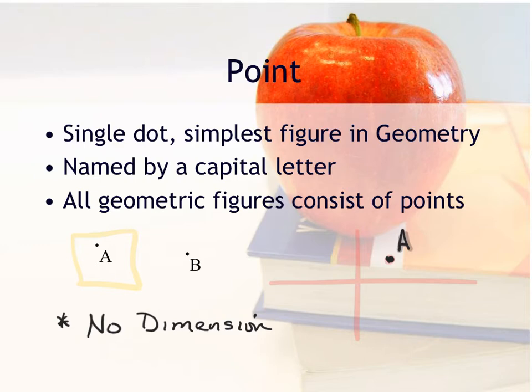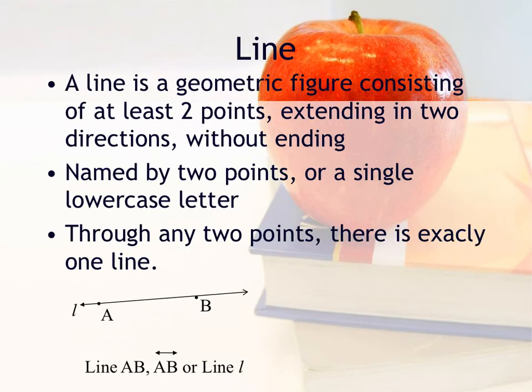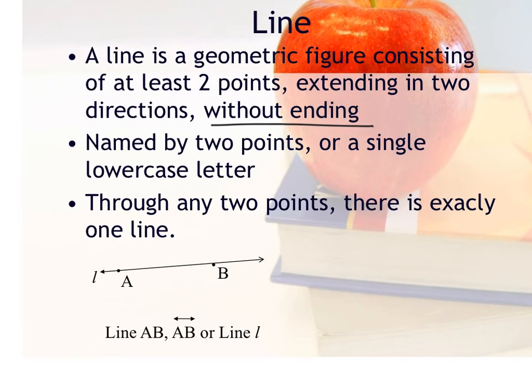Let's try the next one. The next is the definition of a line. And a line is a geometric figure consisting of at least 2 points extending in 2 directions without ending. It can be named by 2 points or a single lowercase letter. Through any 2 points, there is exactly 1 line. So a line has 1 dimension.